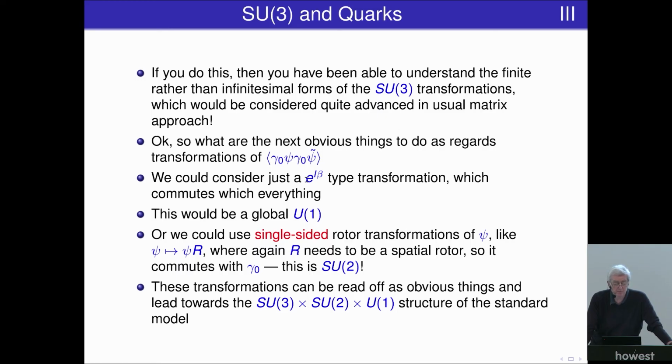And then you ask, what are the obvious next things to do as regards gamma naught psi, gamma naught psi reverse? Let's put psi to be the remaining bits. There'll be e to the I beta type transformations. That's your global U1 for the next group that you find within the standard model. Or you could use single-sided rotor transformations of psi, like psi goes to psi r, just like we did earlier, where r needs to be a spatial rotor and commutes with gamma naught, that's SU2. So you can read this off as obvious things and find that structure.